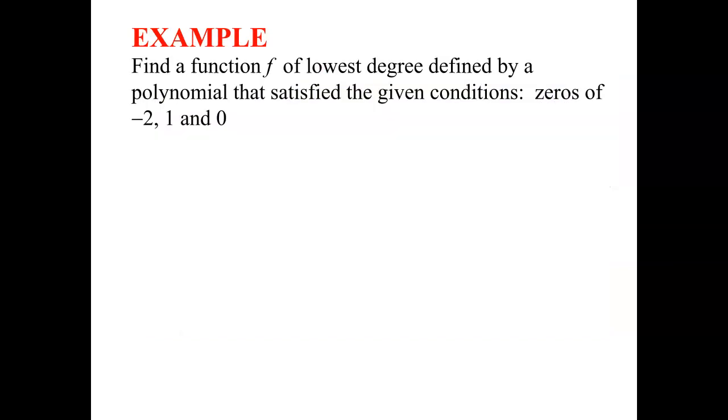Now what we're going to do is we're going to go backwards. We were given an equation. We wanted to find the zeros. Now we're going to give the zeros and we're going to write the equations. So what I want you to do is think back to when we found our zeros. If I have x equals -2, x equals 1, and x equals 0. If I found my zeros, what did I do to work backwards to get my factors?